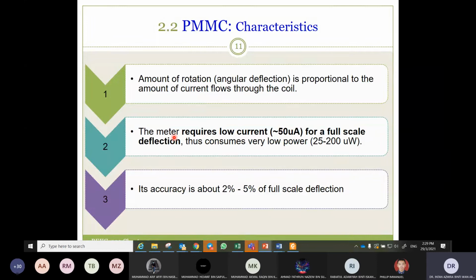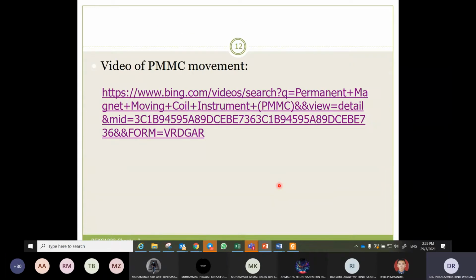The PMMC or D'Arsonval meter requires low current, about 50 microamps for a full scale deflection, meaning that for the needle to deflect at full scale, it will require low current, about 50 microamps. This consumes very low power, about 25 to 200 microwatts. The accuracy is about 2% to 5% of full scale deflection.